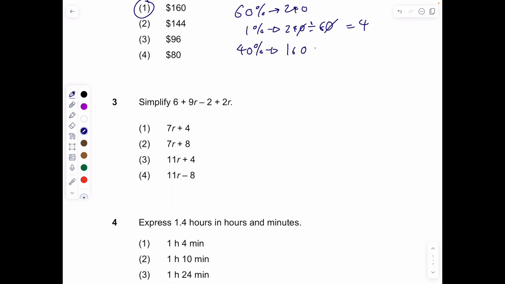Okay, question 3. Simplify this equation. So in this case, we will usually arrange the unknowns to one side and the numerals to another side. So in this case, 9r plus 2r plus 6 minus 2. So 9r plus 2r would be 11r. 6 minus 2 would actually be 4. So therefore, your answer is actually 3.